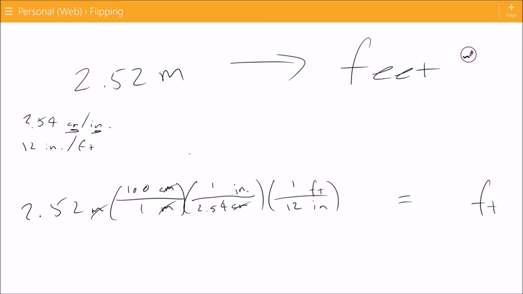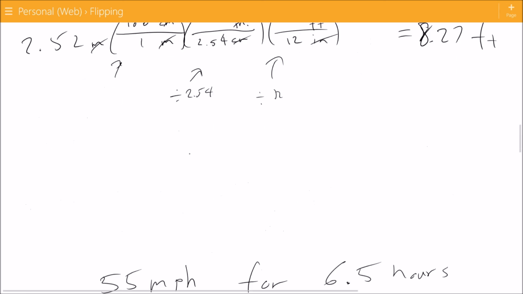So you're left with 2.52 times 100, right here, then divide by 2.54. And then here, you're dividing by 12. And you end up with 8.27 feet. All the units take care of themselves. That's what makes this structure so powerful and helpful.